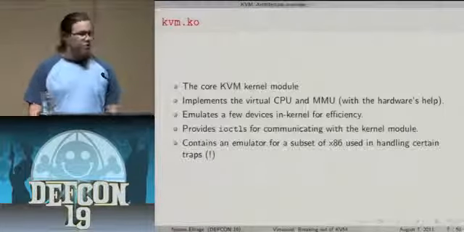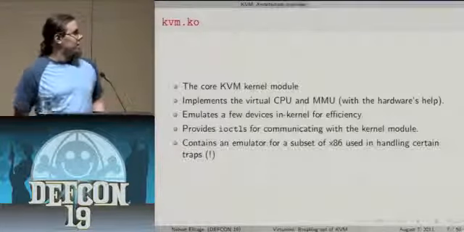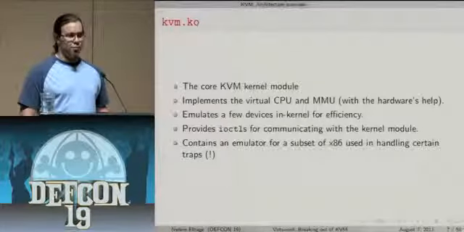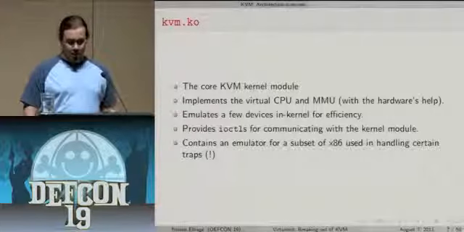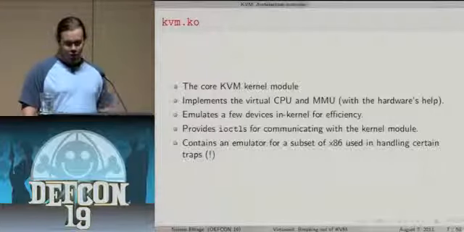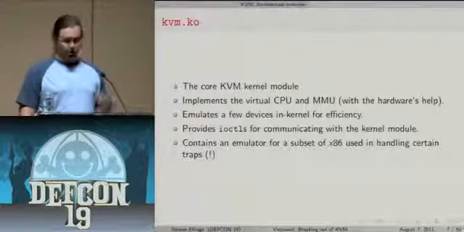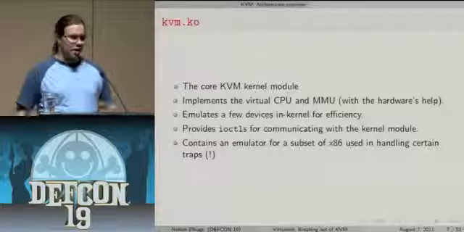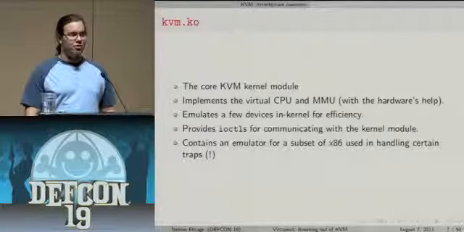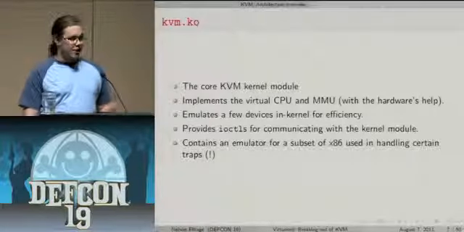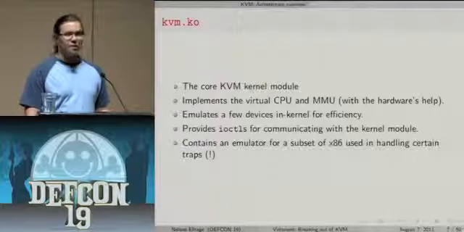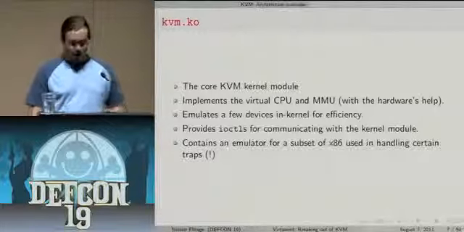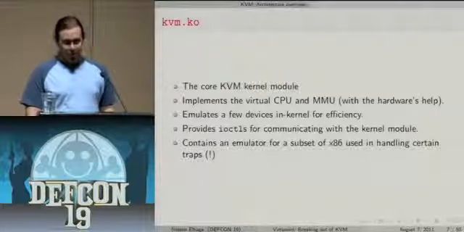Looking a little bit at the function of each of those and where they sit, KVM.ko is the core of the kernel side support for KVM. It's responsible for emulating and tracking the virtual CPU and memory management unit, the core of the virtual machine, using AMD's and Intel's hardware virtualization extensions. It emulates a small number of devices and input-output operations in kernel directly for efficiency, but for the most part it doesn't deal with emulating hardware.